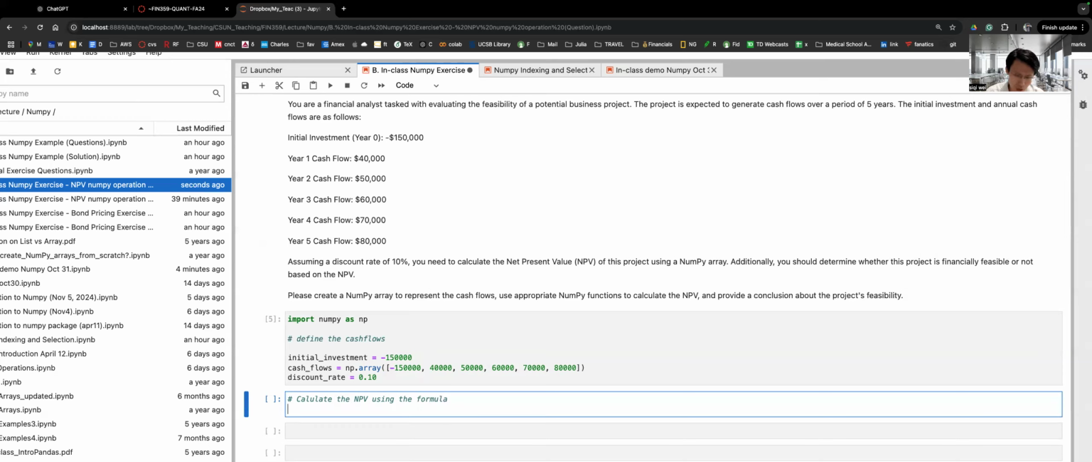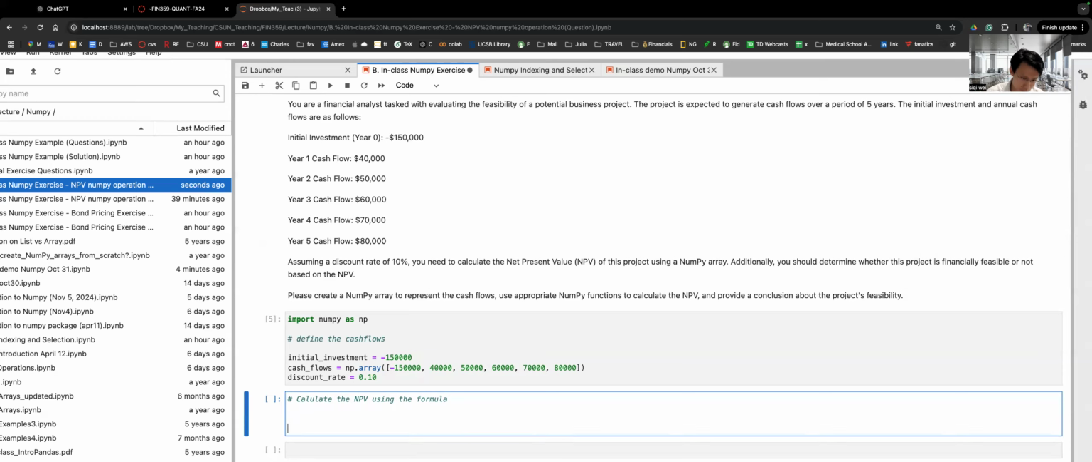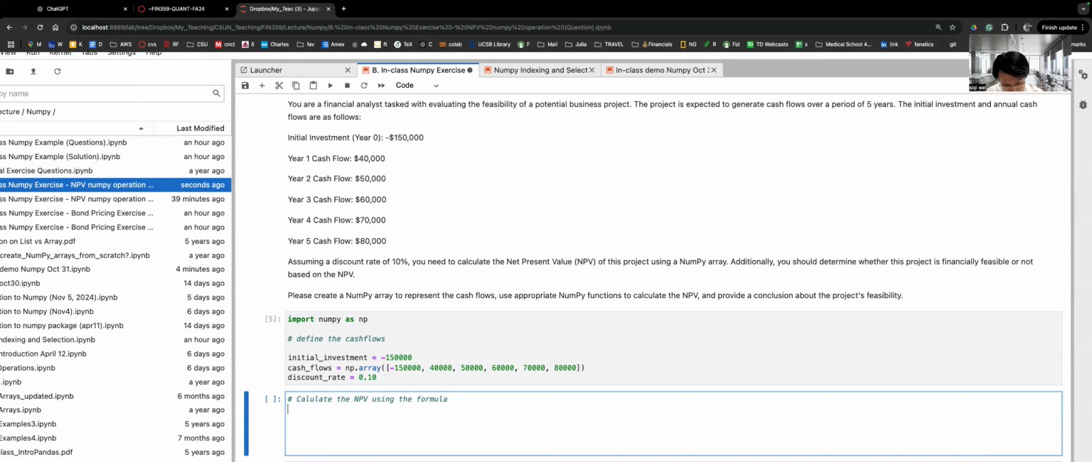By saying fat formula, I would say, well, it's not that accurate. We are actually applying the formula under the framework of a NumPy array. The first thing, when it comes to the computation, is that we have to mentally draw the timeline of the cash flows.